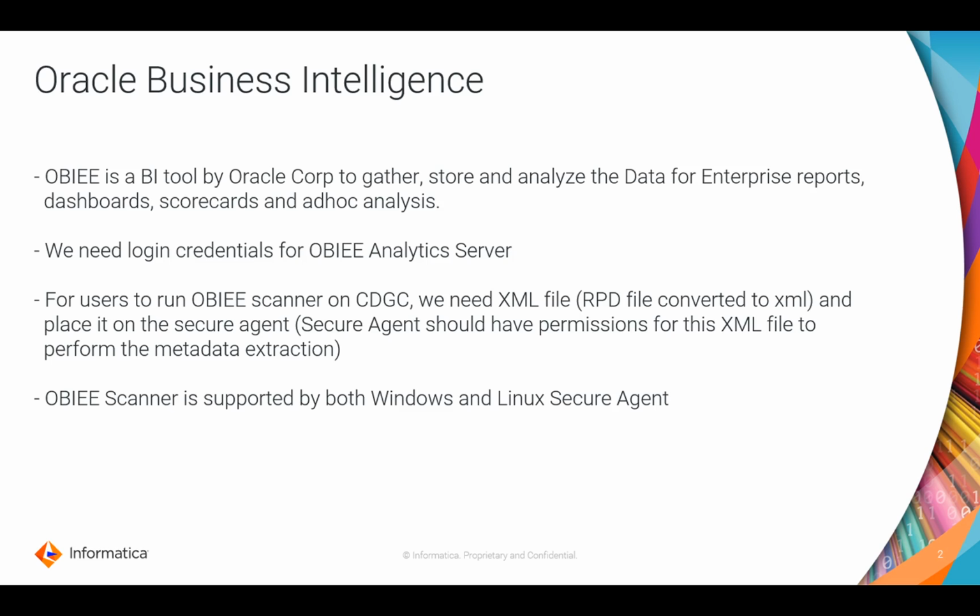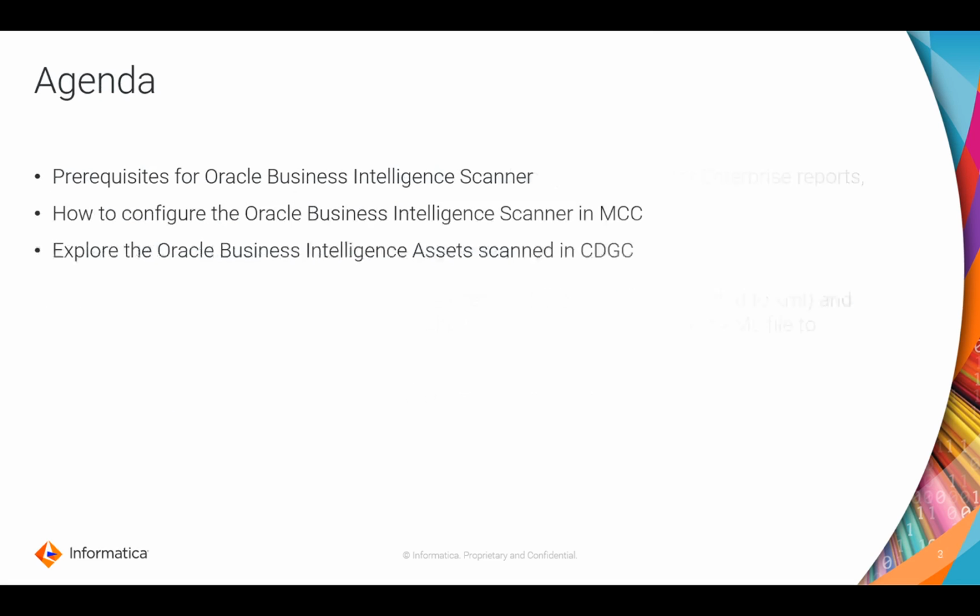To work with the OBI Analytics Server, we need the login credentials. To run the OBI scanner on CDGC, we need an XML file called a repository data file in XML format, and we need to place it on the secure agent. Likewise, the secure agent should have appropriate permissions for this XML file to perform the metadata extraction. The OBI scanner is supported by both Windows and Linux secure agents.